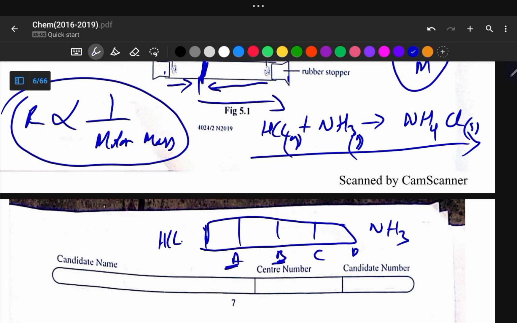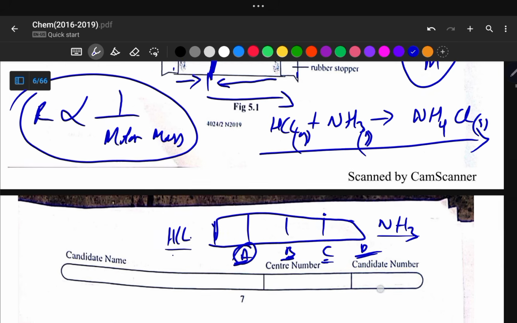Halfway means we are saying that the rate of diffusion of ammonia is equal to the rate of diffusion of hydrogen chloride, which is not true, since the two have different mass numbers. And then at point C, we are saying that hydrogen chloride travels faster than ammonia, right? So point C and point D are very, very false, and you should stick to point A. And also you should be able to explain why point A is the correct answer, right?